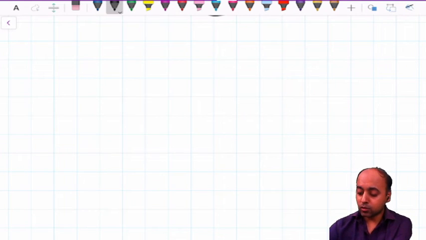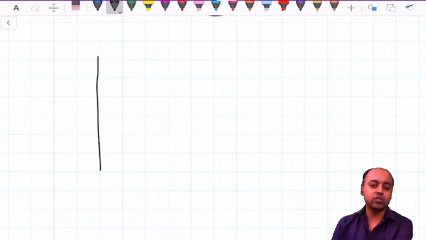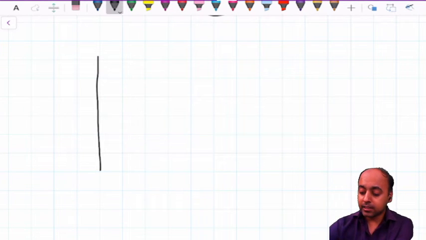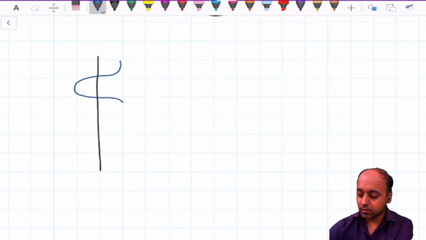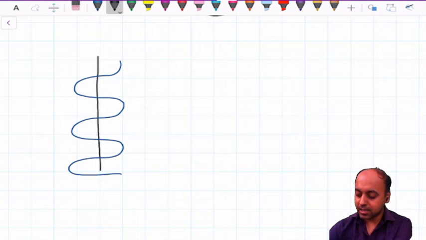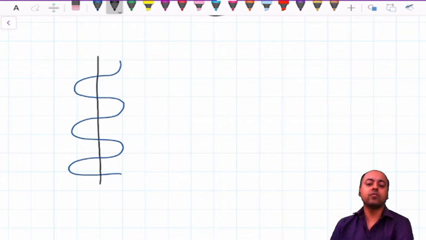And here, I'll make one of the strands straight, although remember, both the strands are present as a helix in the DNA. I'm drawing one of the strands as a straight strand, and the second strand I'll show as if it is coiled around the first strand.